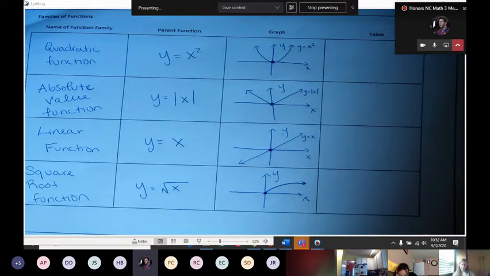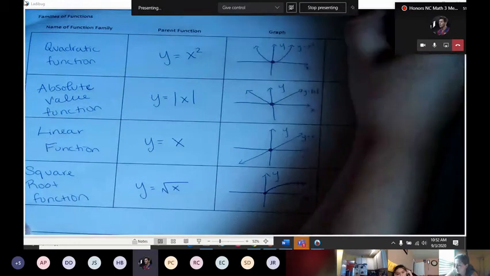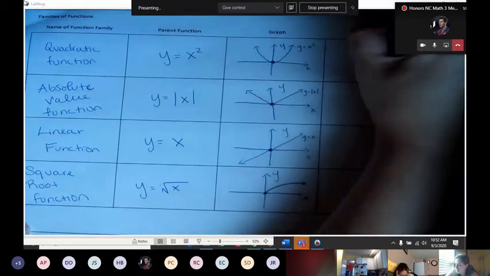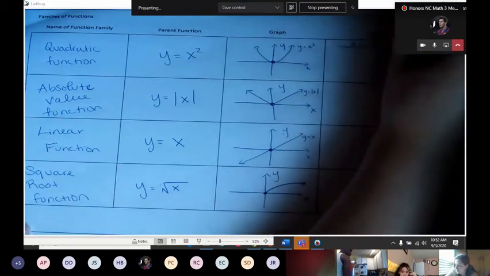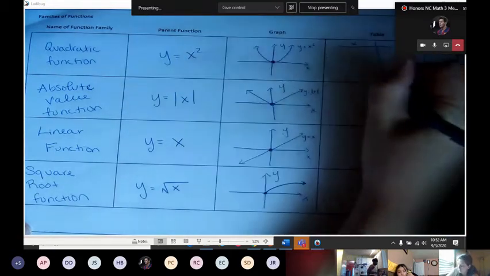Okay, so I'll give you guys a minute to copy those down. And then we're going to fill in tables, what it would look like to try to figure out what a table would be for each of these functions.